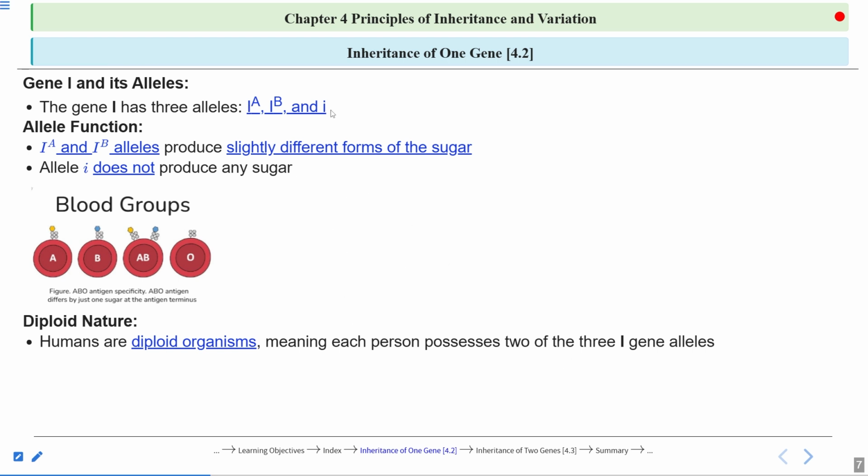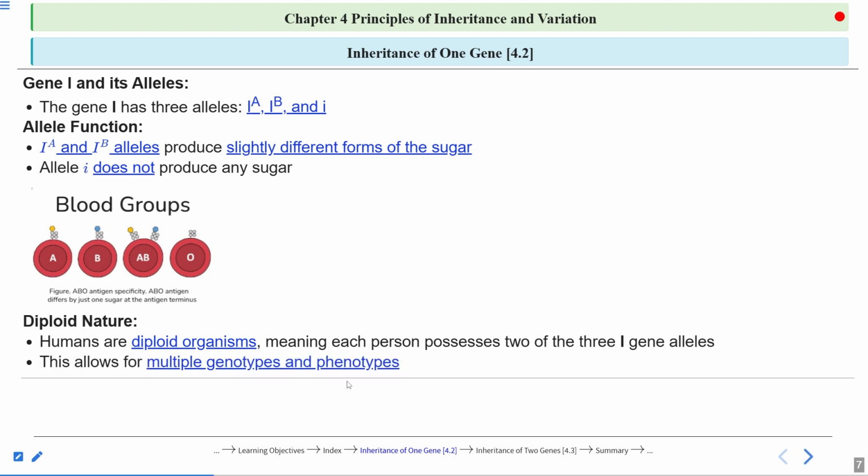of these 3 alleles. So either they can have IA or IB, they can have IA or small i, or they can have IA and IA, they can have IB and IB. So there can be different combinations of these 3 alleles, but they will possess only 2 of these 3 alleles. So there can be different combinations. We will see how many combinations exist. So this allows for multiple genotypes and phenotypes.